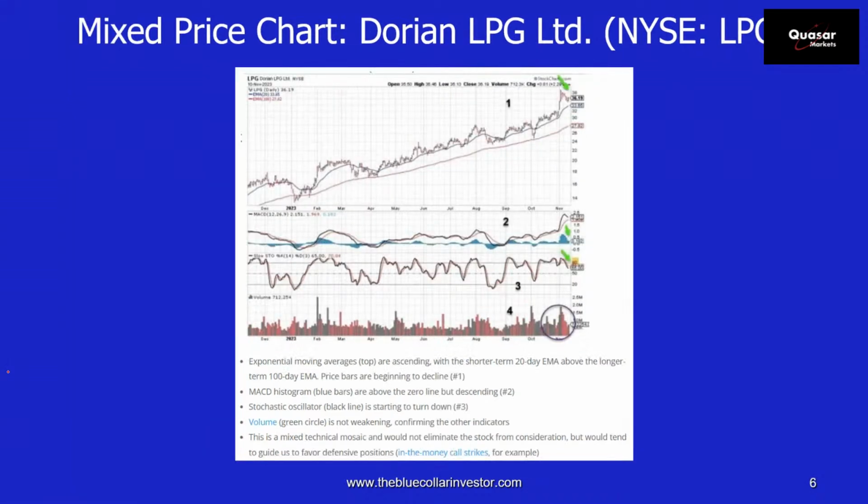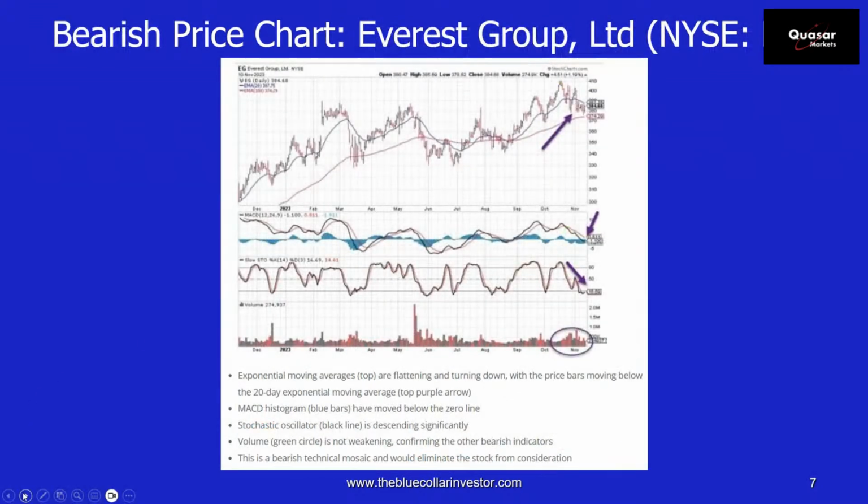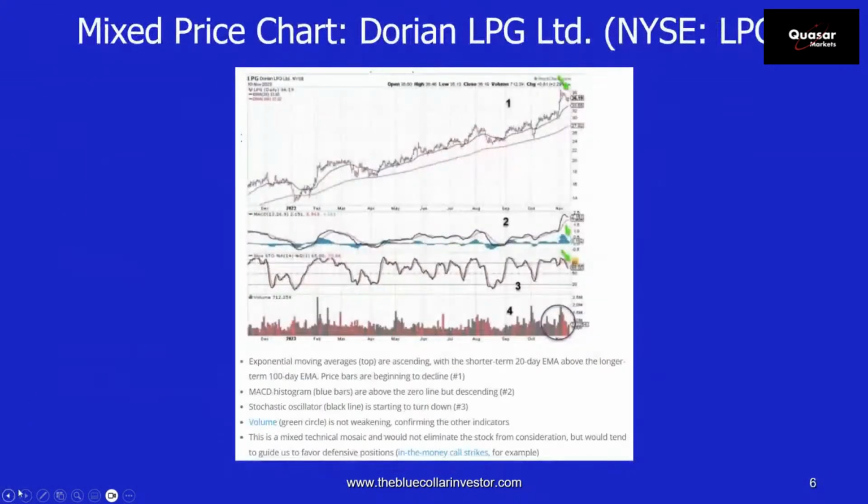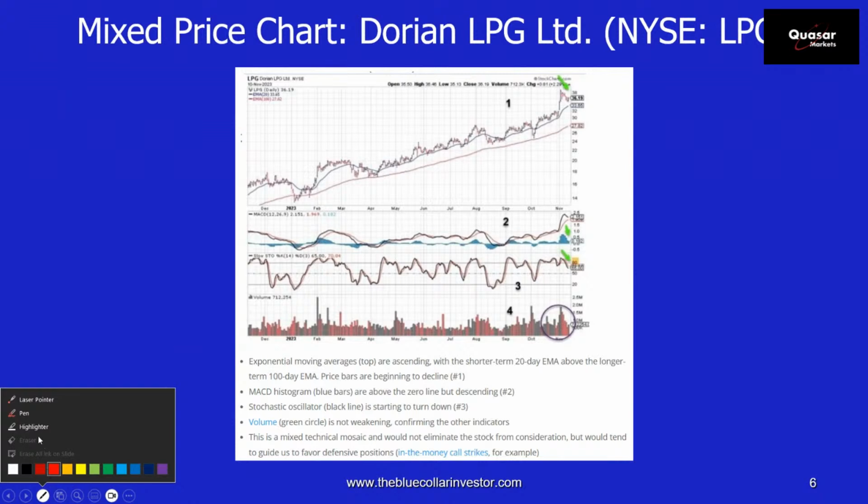Let's look at a mixed price chart. Mixed one, the same stock. And you could see that, let's start on the top with the exponential moving averages. Now, you could see that we still have the 20-day above the 100-day EMA, so that's good. But you could see where that green arrow is all the way on the top right, that, whoops, sorry about that. There you go. You could see that the price bars are starting to move down.